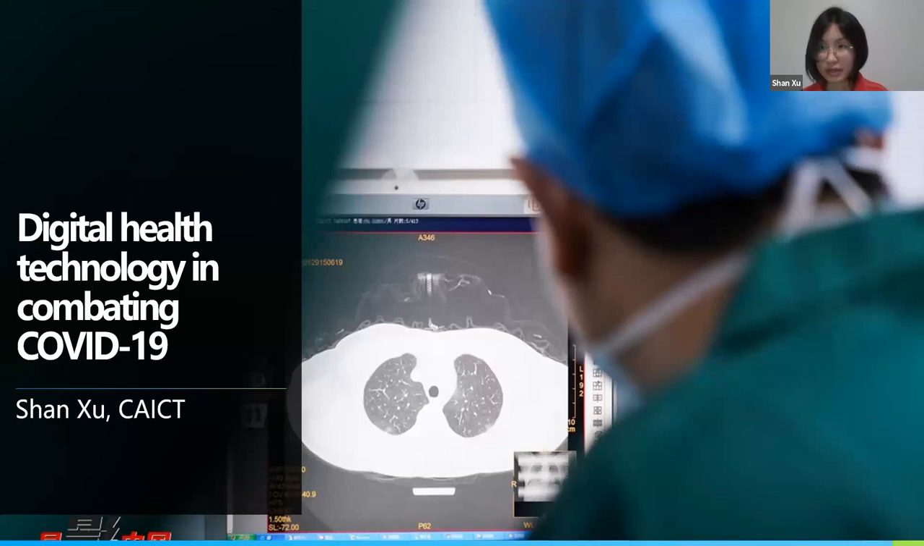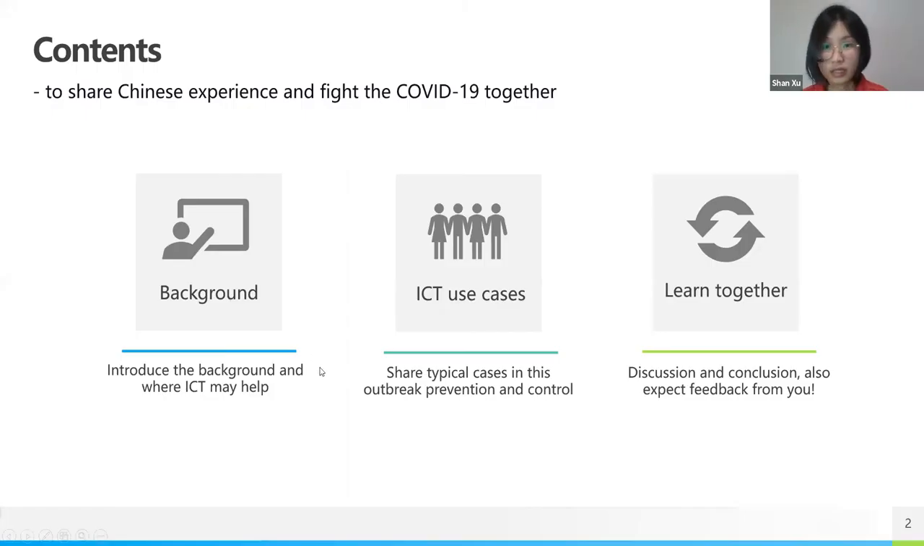This is Shan from AI and ICT, and it is really a pleasure for me to have the opportunity to share something about how we are using digital health technologies in combating coronavirus in China. So, this is my slides.